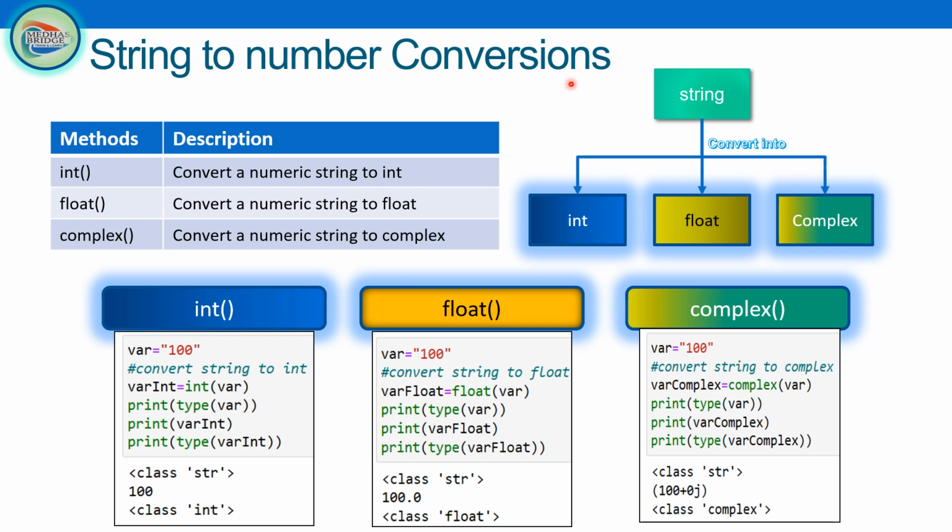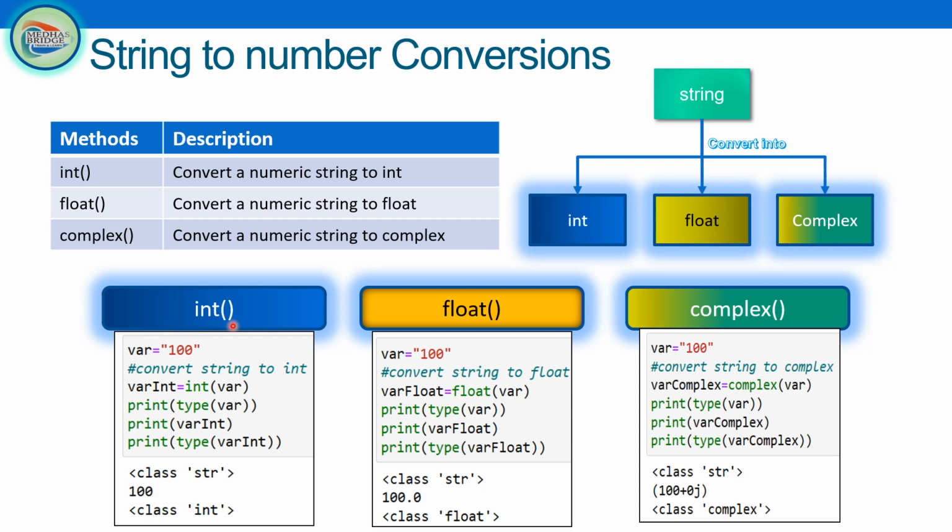String to number conversions. We have built-in methods to convert string to number, such as int, float, complex. The methods are int, float, complex. Int method converts a numeric string to int. Float method converts a numeric string to float. Complex method converts a numeric string to complex. Explicitly, we have to use these methods to convert.